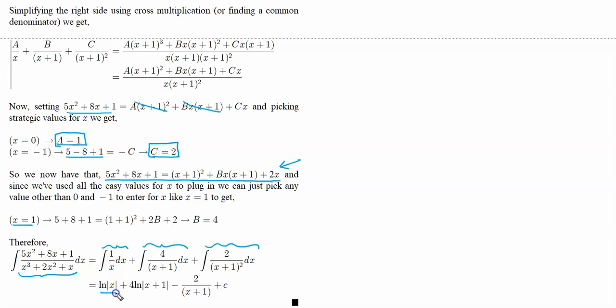First one is going to be the ln of x. Second one is going to be 4 times the ln, absolute value, x plus 1. And this one right here is -2 over x plus 1. Remember, once again, the integral of 1 over u squared du is -1 over u. So that's how we get -2 over x plus 1 to the 1 power, like that. And then there's your answer. And that's it. Okay, so you see how we had to tackle this problem.